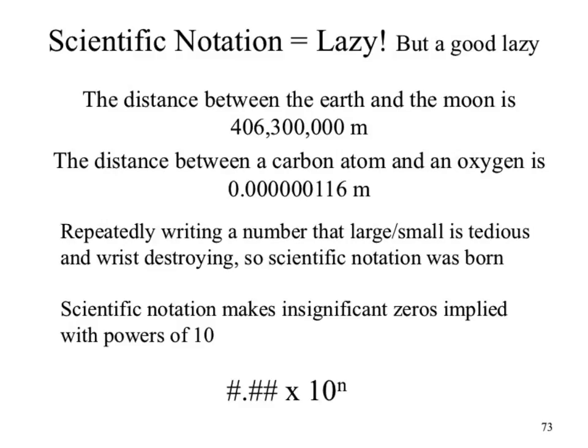Okay? Scientific notation is ultimately a lazy way to present a measured value. So the distance between the Earth is 406,300,000 meters. Okay? Or the distance between a carbon atom and an oxygen atom is that much. Repeatedly writing those numbers that small can be very tedious and risk-destroying, just like our exponents.